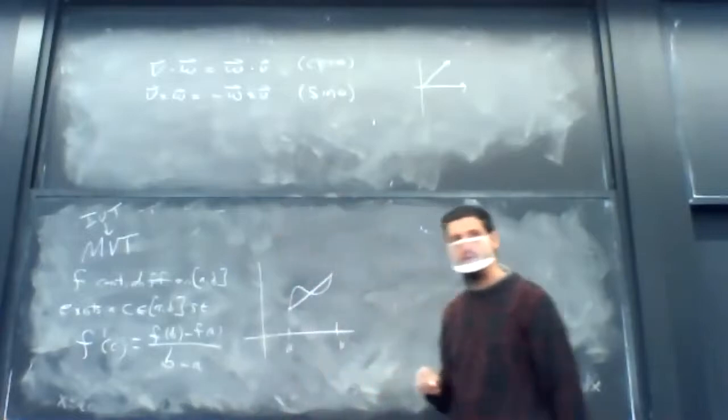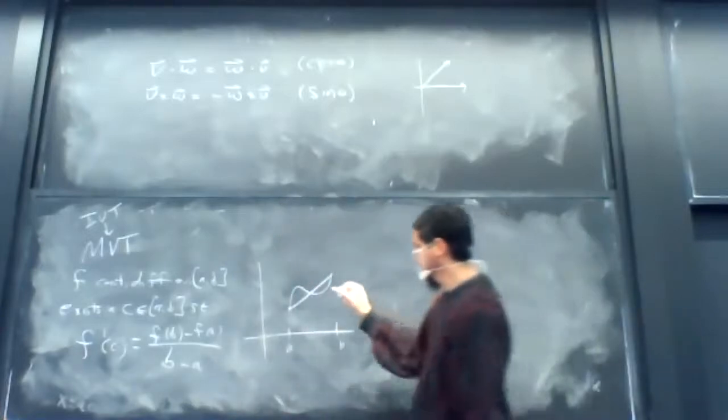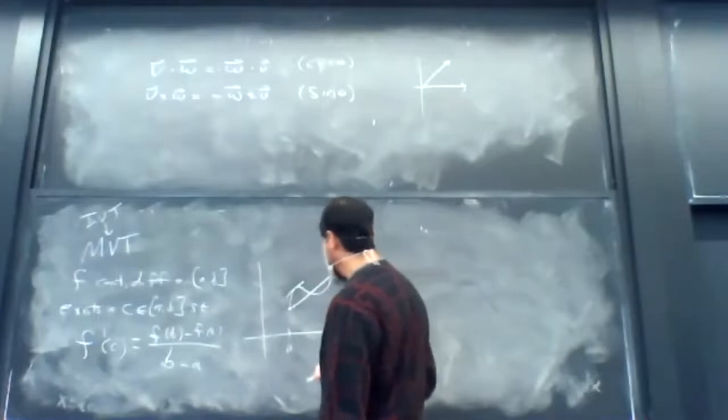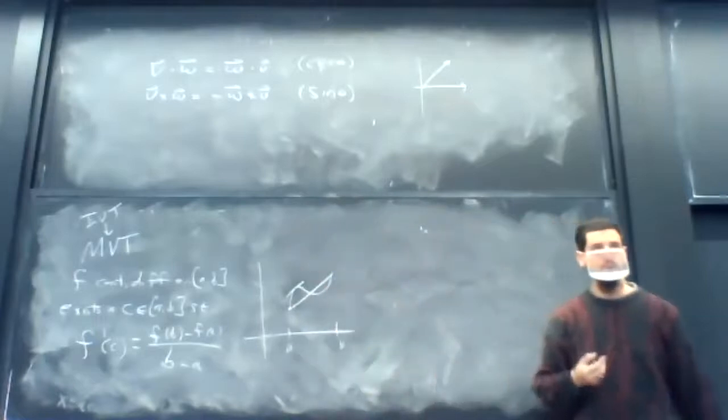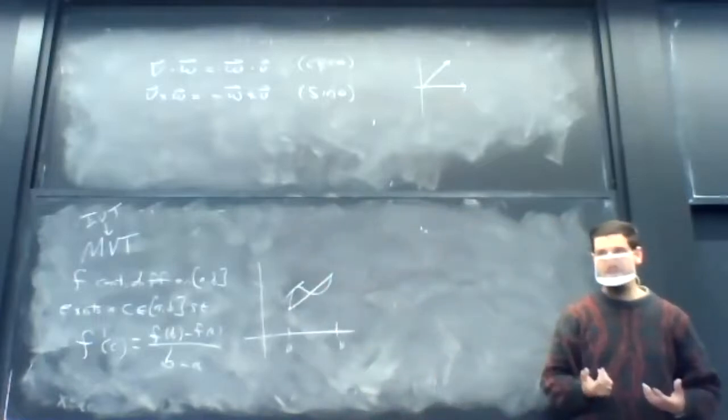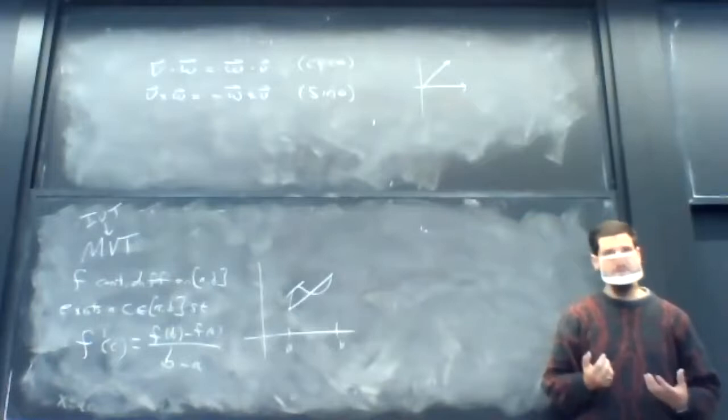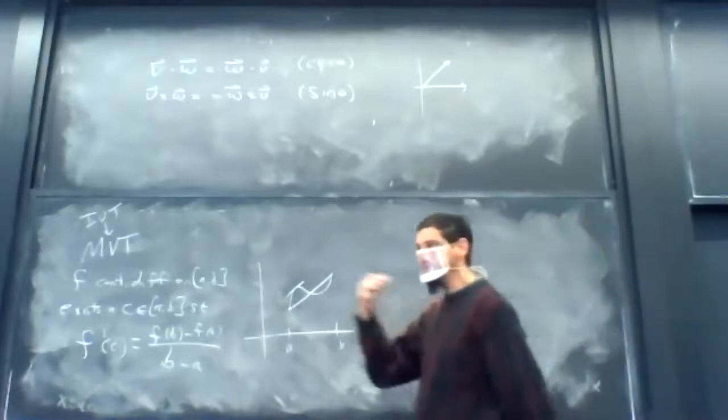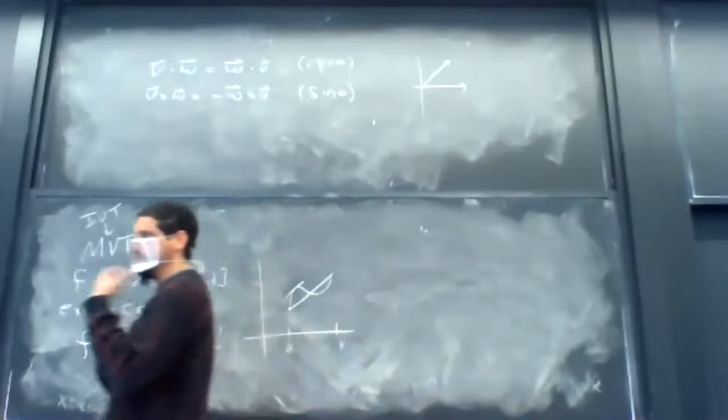Here is my average speed, and there has to be at least one point, here there's actually 2, where your instantaneous speed is the same as your average speed. And the intermediate value theorem says if you start off at 20 miles per hour and you end at 80 miles per hour, you have to hit all the intermediate speeds.